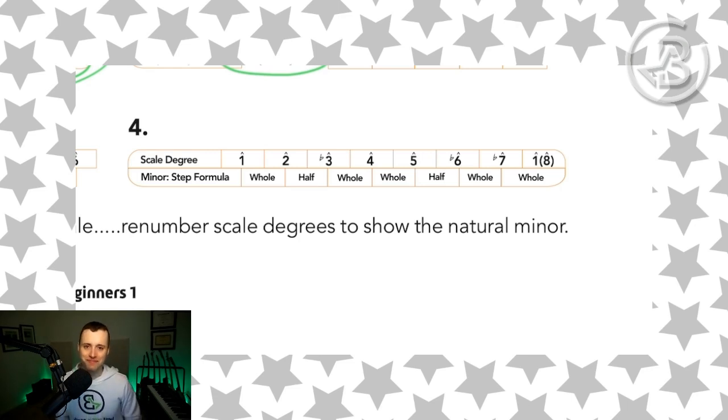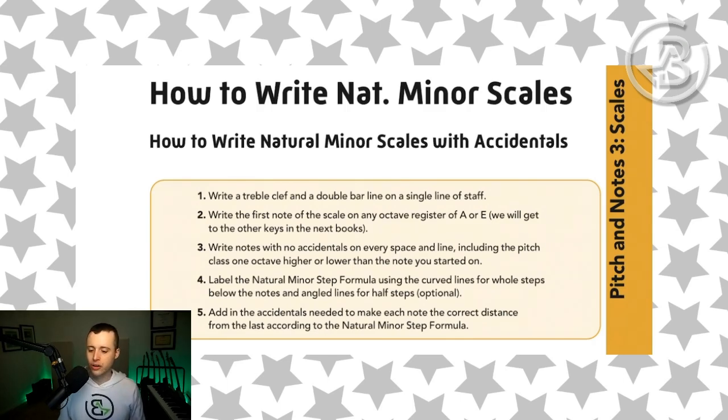In this lesson, you are going to learn how to write the natural minor scale for E and A, the relative minors of C and G major, with accidentals.